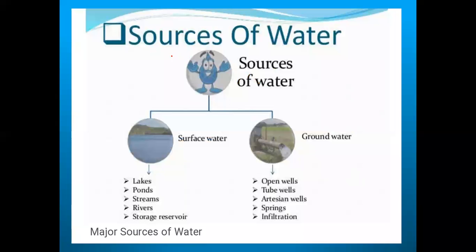Next, for every unit, that is the second, third, fourth, fifth, or sixth unit, keep in mind how the water is coming to the industrial water, to the industries, to the sanitation, etc. So the sources of water are of two types, that is surface water and groundwater. Keep this slide in mind in every unit.